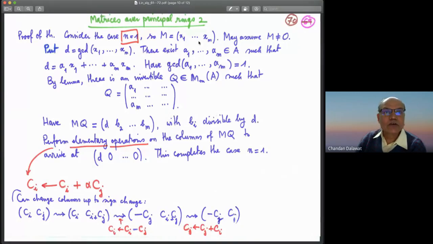You just take the 0 matrix of the appropriate size, and the first row is the given one, and the determinant is equal to the GCD of the first row. So assume that the row is not the 0 matrix, and put d equal to the GCD of x1 to xm. Because it's the GCD, there are elements a1 to am such that d is the linear combination a1x1 plus a2x2 up to amxm, right? What is the GCD of a1 to am?